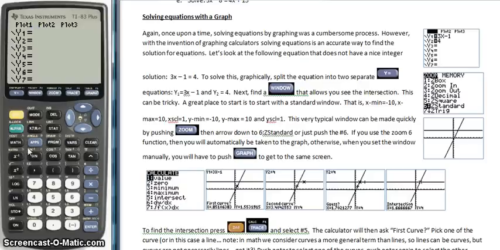To do that, you go over here and you say y1 equals 3x. X is right here, or you can use the alpha key x, but it's an extra key push. Minus 1. Arrow down to get to the next screen, which will be 4.